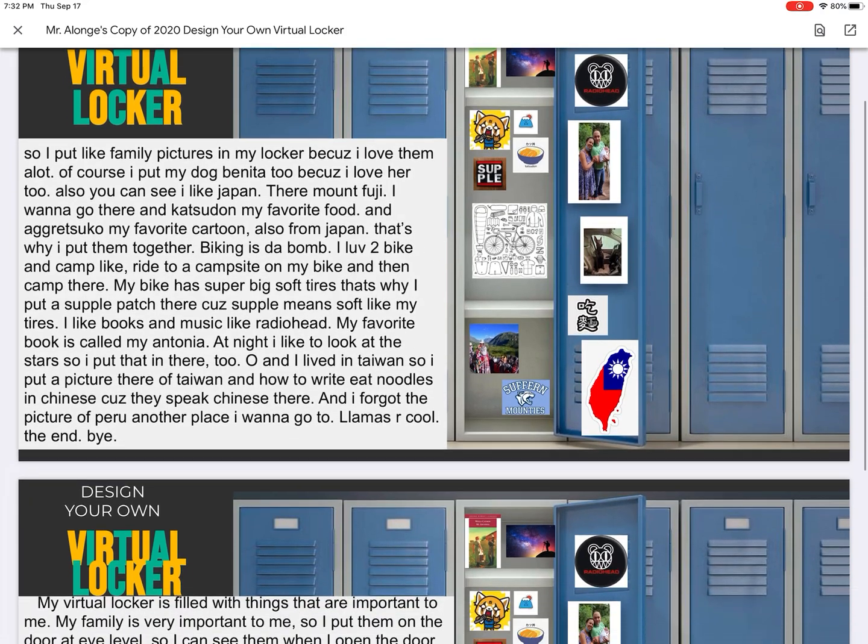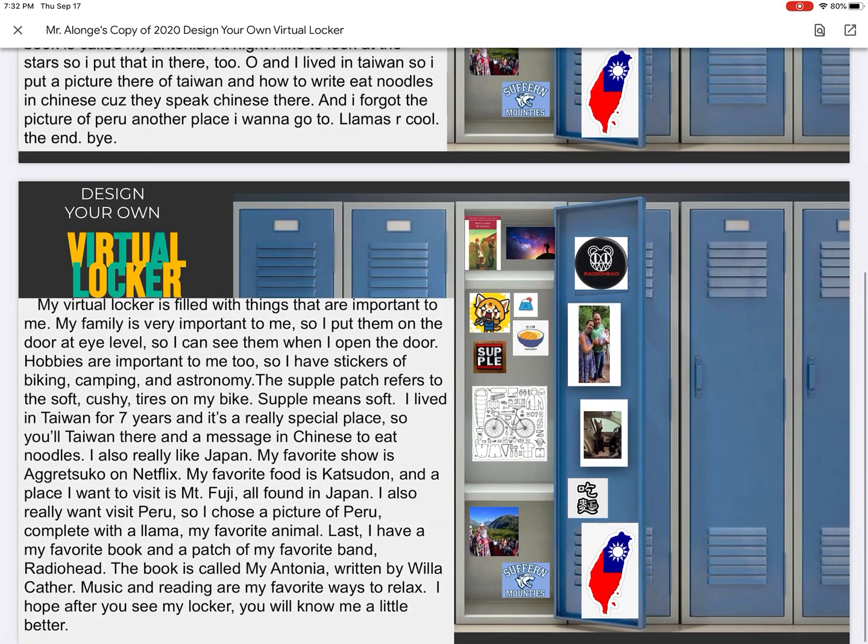His second version, which is also available to you, is called his suit and tie version. This version of the paragraph is all dressed up and ready to go out on the town. And you'll notice the way he begins it is with a wonderful topic sentence. My virtual locker is filled with things that are important to me. And then he goes on to talk about them. And then I also want you to make note of the way he ends it. The final sentence says, I hope after you see my locker, you will know me a little better. So it really does tie up how this particular locker and the things inside of it represent him.